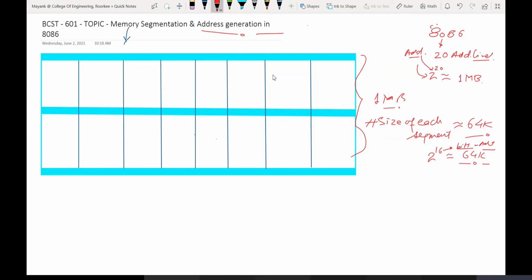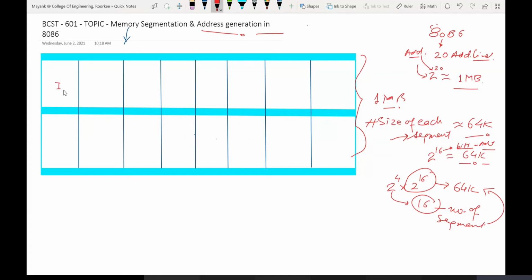Fine. So what we are watching right now is that every segment has a capacity of 64K, and since the total memory is equal to 1 MB, how is it divided? 2 raised to power 4 and 2 raised to power 16. If each segment is 2 raised to power 16, this is 64K. That means how many segments will we have? We'll have 16 segments, and each segment has 64K of memory. So you can just look into the figure now. This is the segmented memory.